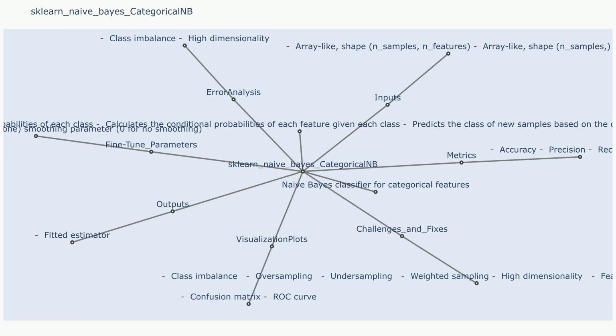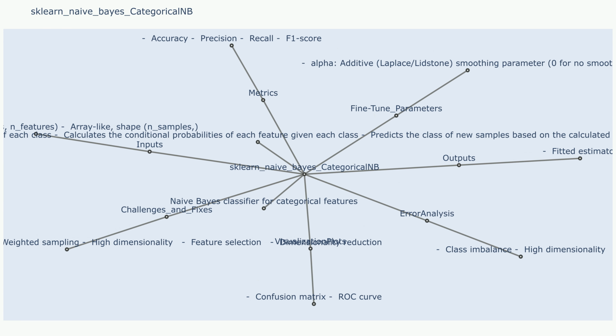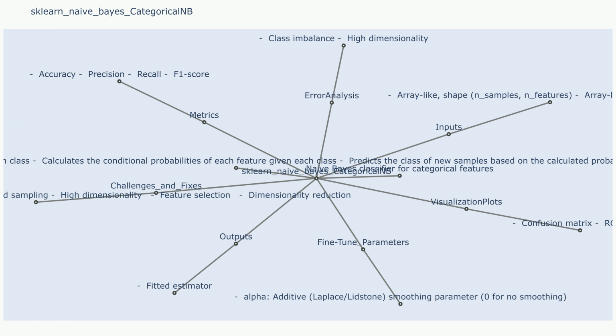Inputs: X, a 2D array of shape n_samples, n_features representing the training data, where each row corresponds to a sample and each column represents a categorical feature. y, a 1D array of shape n_samples, representing the target class labels for the training data. Outputs: self, the fitted categorical NB estimator.